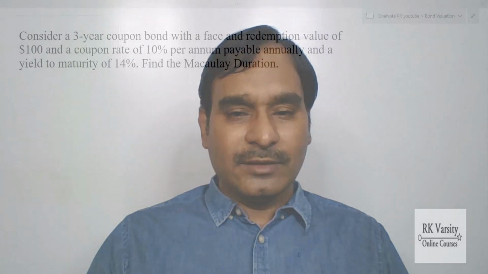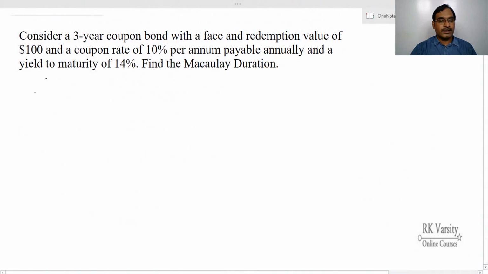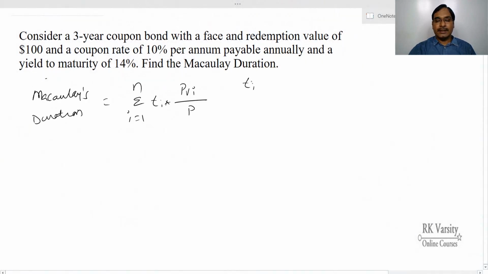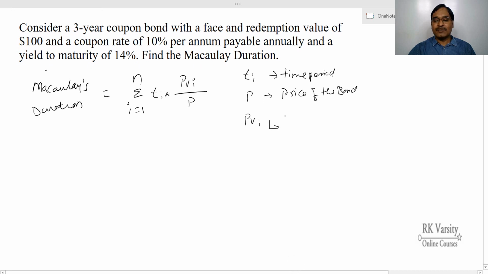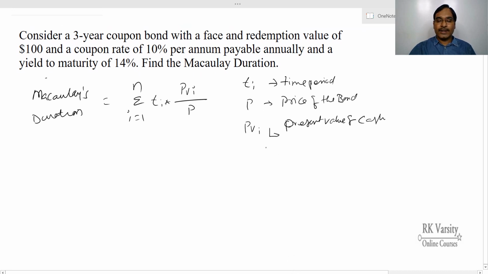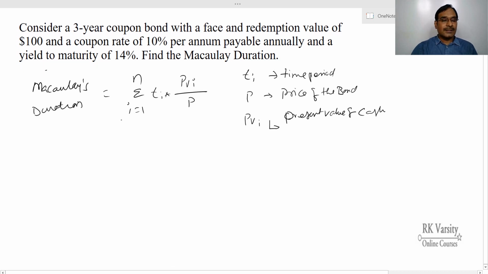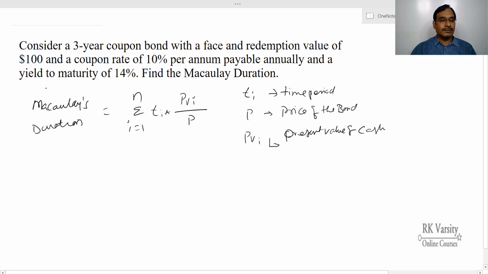Now I'll show you how to calculate Macaulay duration using a formula. In the formula of Macaulay duration, T is the time period, P is the price of the bond, and PV is the present value of cash flows. These are time-adjusted present values of cash flows. So using this example, we'll calculate the Macaulay duration. Now consider a 3-year coupon bond with a face and redemption value of $100 and a coupon rate of 10% per annum, and yield to maturity is 14%.